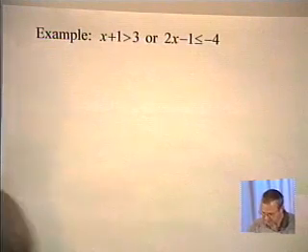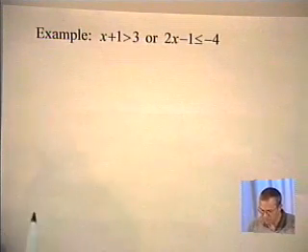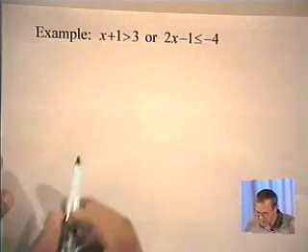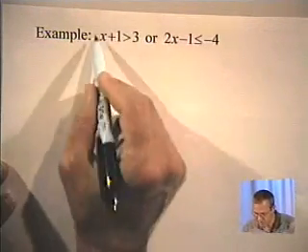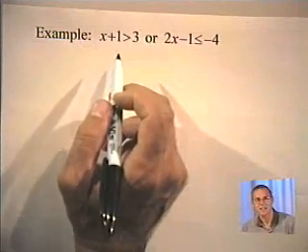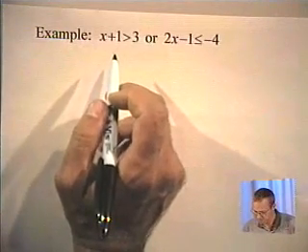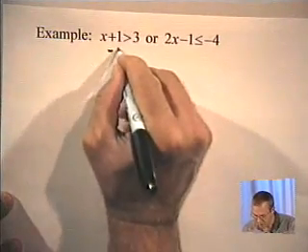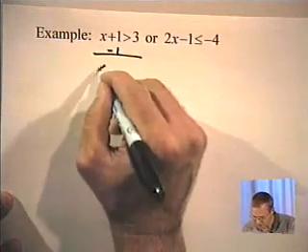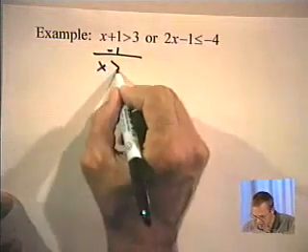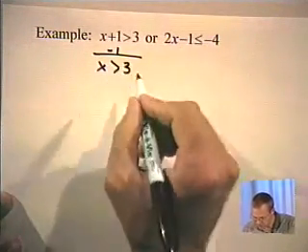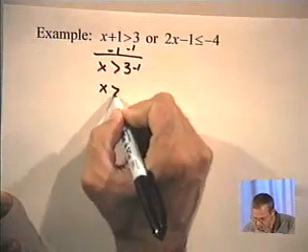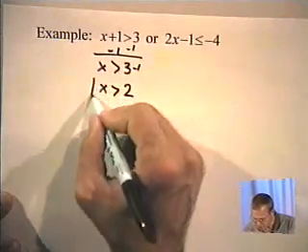All right. X plus 1 greater than 3 or 2x minus 1 less than or equal to negative 4. What we want to do is solve both of the inequalities for x, which means let's get x on one side of the inequality. So this one looks fairly easy. I'll just solve this one by subtracting 1 from both sides. And remember, when I subtract, I do not change the direction of the inequality. So I need to subtract 1 here. So I get x greater than 2.